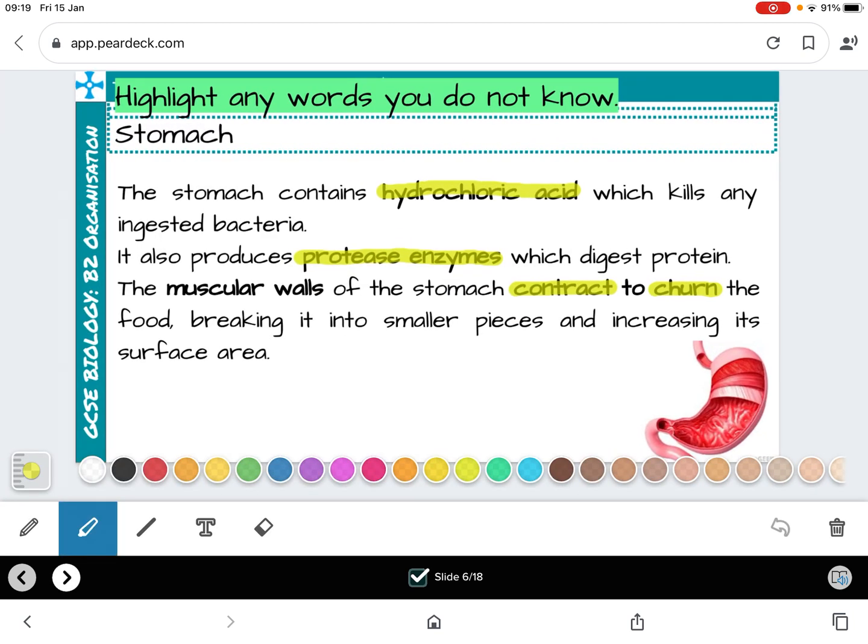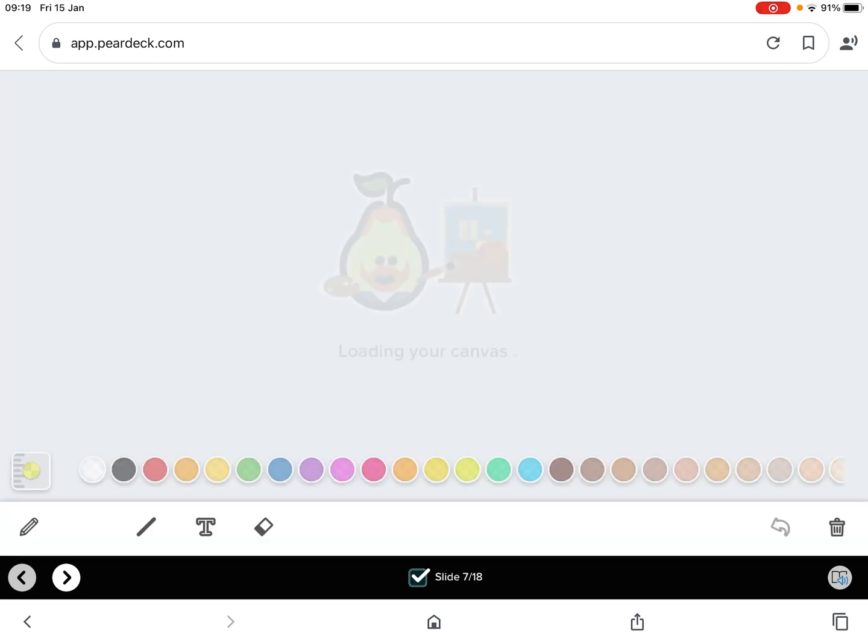The stomach contains hydrochloric acid. It's a very strong acid which kills any ingested bacteria, any bacteria you've accidentally eaten. It also produces the protease enzyme, which digests protein. The muscular walls of the stomach contract and churn. Contract, again, means squeeze, and churn means mix up. So the stomach muscles squeeze to mix up the food, breaking it into smaller pieces.